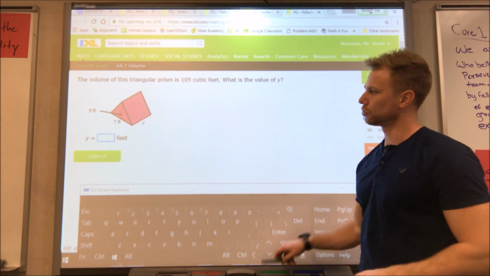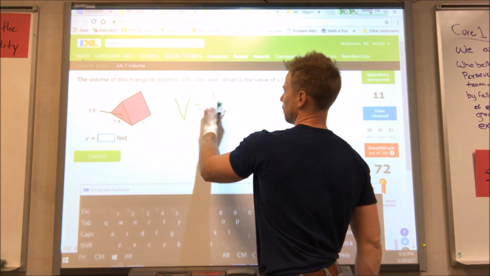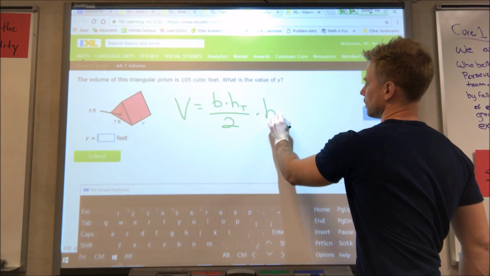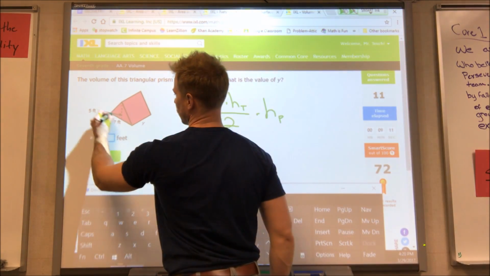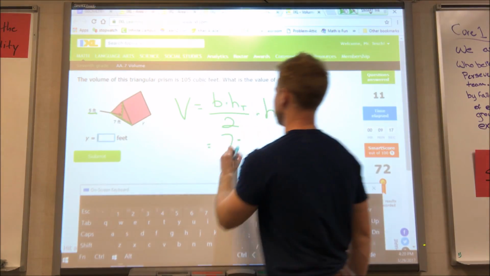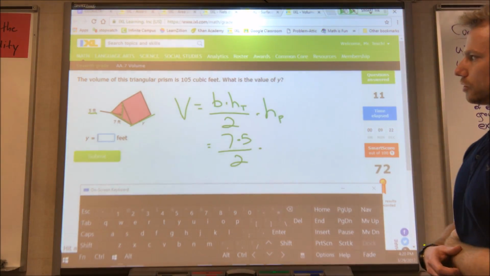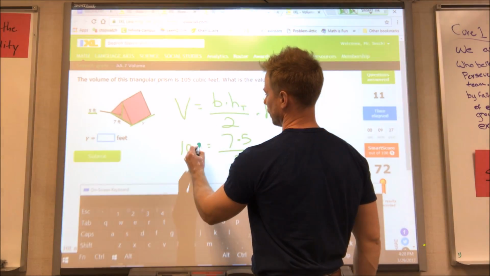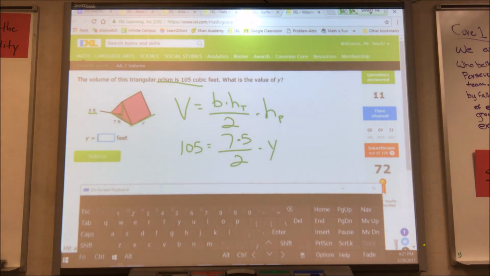All right, let's try one more triangular prism. The volume again is going to be the base of the triangle times the height of the triangle divided by 2 times the height of the prism. Okay. So the base of our triangle right here is 7. The height of our triangle is 5. Divide that by 2. Take it times the height of the prism, which it says is y, equals 105. So they're telling us the volume is 105. What is the value of y?